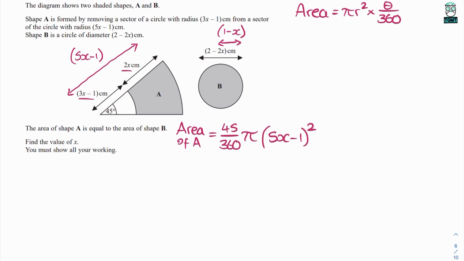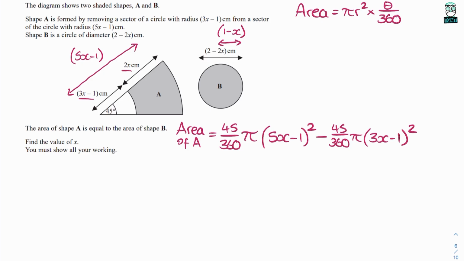So 45 over 360 pi multiplied by the radius squared, and we need to subtract the smaller sector, which would work out in very much the same way. 45 over 360 pi, and the radius of that circle, which is 3x minus 1 squared. Right, so that is going to give us the area of A.